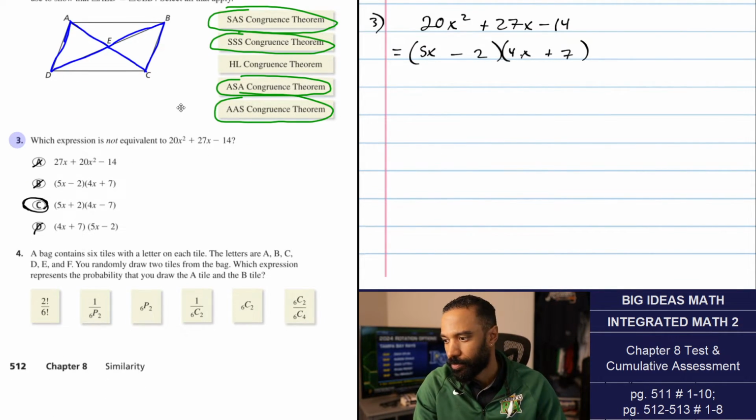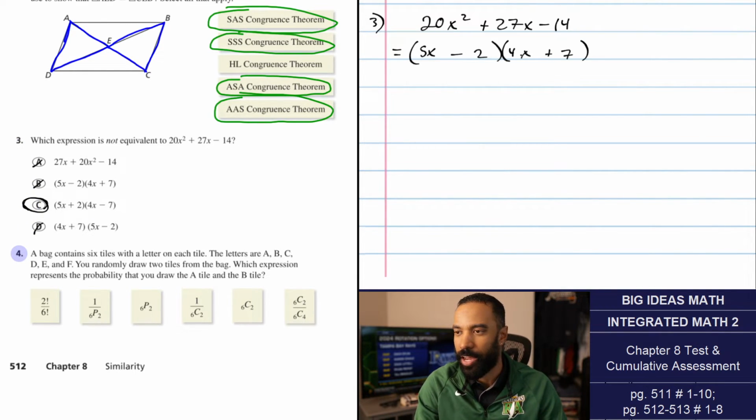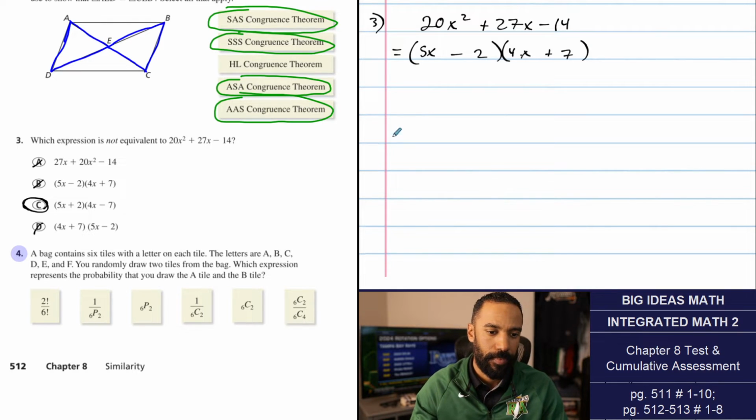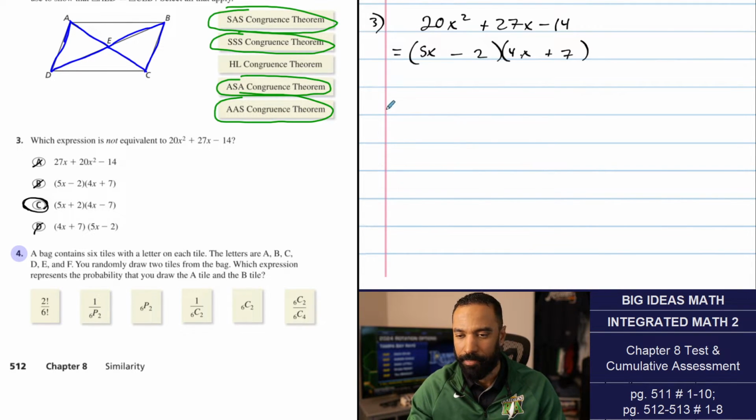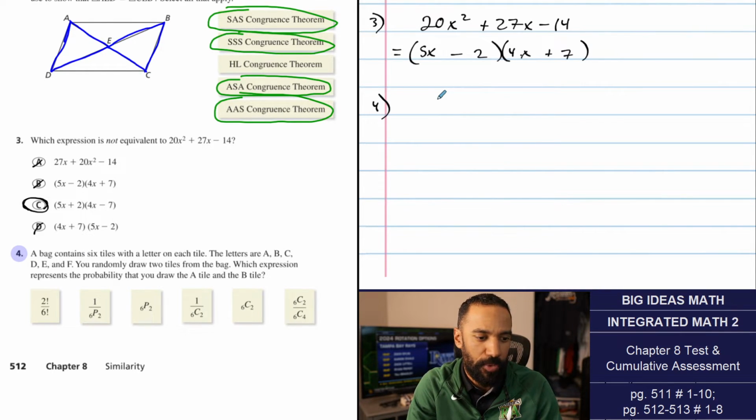Number 4. A bag contains 6 tiles with a letter on each tile. The letters are A, B, C, D, E, and F. You randomly draw 2 tiles from the bag. Which expression represents the probability that you draw the A tile and the B tile?